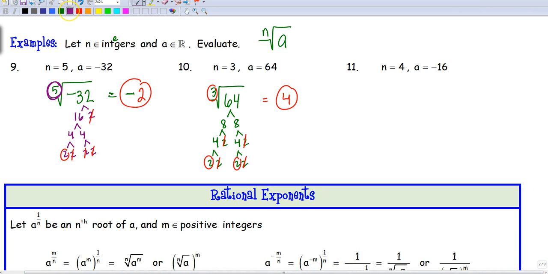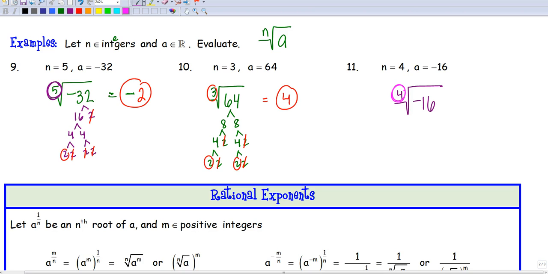All right, one more of these. N is your index, and A goes underneath. Now, this is different from number 9. Number 9 had an odd index. Number 11 has an even index. Even indexes cannot have a negative underneath, okay? Just like we can't have a square root that is negative, or a negative underneath the square root, I should say.